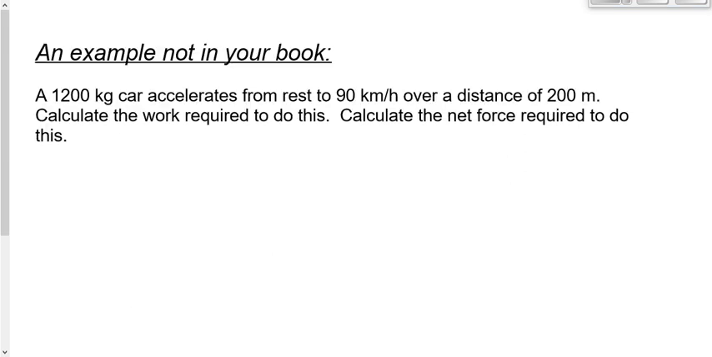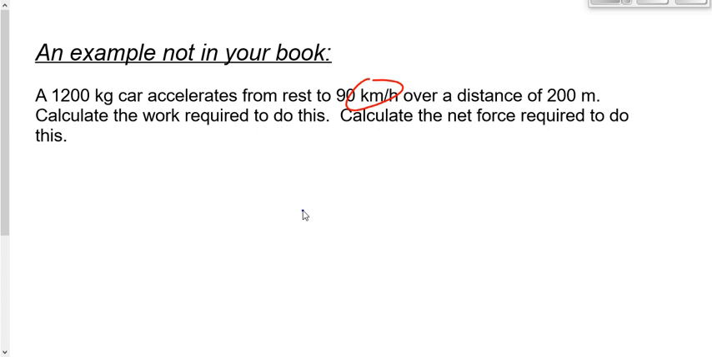This one's also not in your book. This one says a 1,200 kilogram car accelerates from rest to 90 kilometers per hour. I'm going to circle that in red, draw attention to it, so I don't forget to convert that to meters per second. Over a distance of 200 meters, how much work is done? What's the net force required to do this?